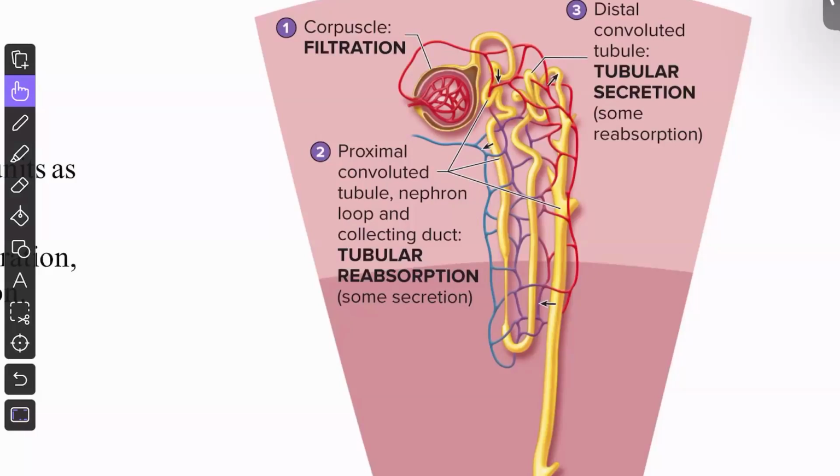In this process, filtration only happens once. We get one shot at filtering. After that, if we need to get something out of the blood, the only thing we can do is secretion. Tubular reabsorption and tubular secretion happen multiple times through this process.